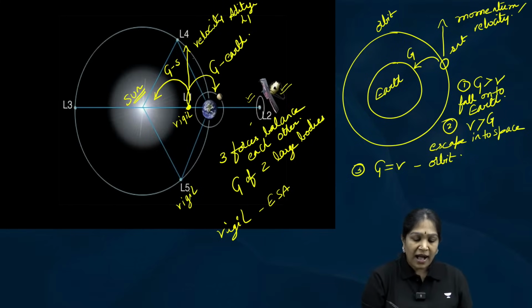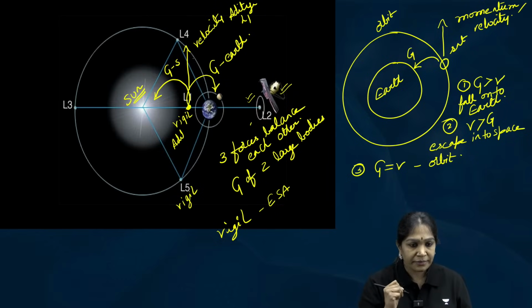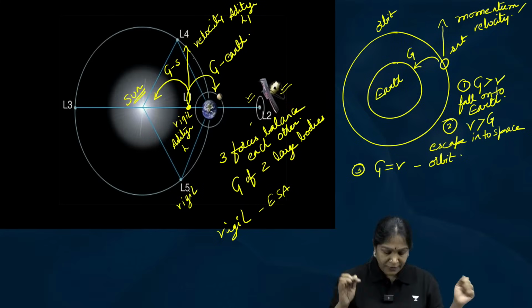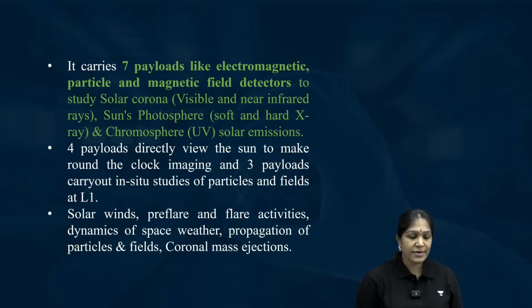Right? Okay. Aditya L1 is located in? L1. Aditya L1 is located in L1. I hope you understood everything about the Lagrange points. Okay. Now let us discuss the question.